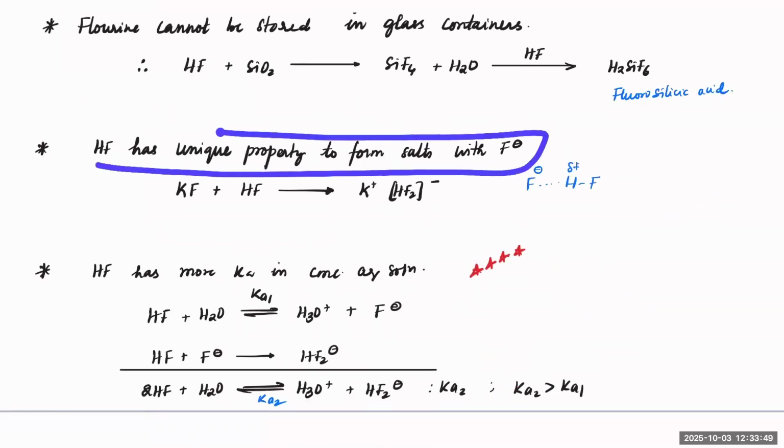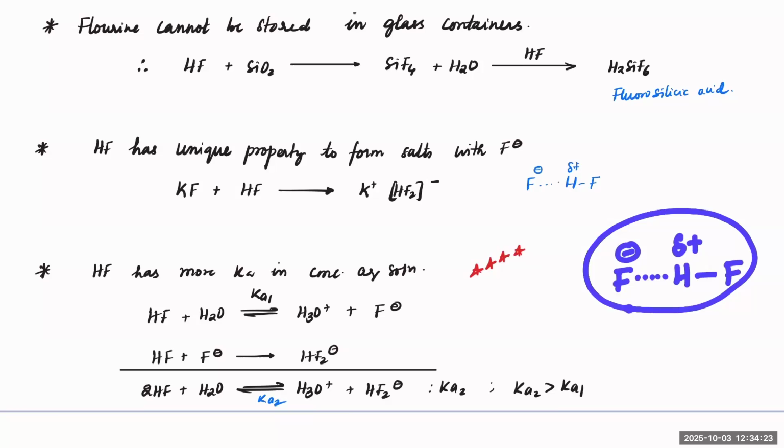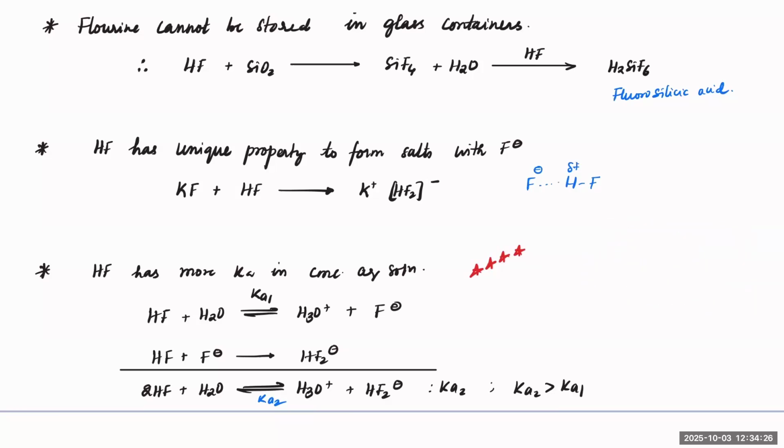HF has a unique property to form salts with fluoride. Now, this is very interesting. KF is a salt, HF is an acid, correct? But the hydrogen bonding between them is so strong that it makes this compound almost like an ionic molecule. K plus is separated, and this together appears like an anion. As such, hydrogen is not making any covalent bond. It cannot make two covalent bonds, obviously, but F minus will make a very strong hydrogen bond with HF. And because of this strong hydrogen bonding, it can be isolated as well. So this is the form it exists in.